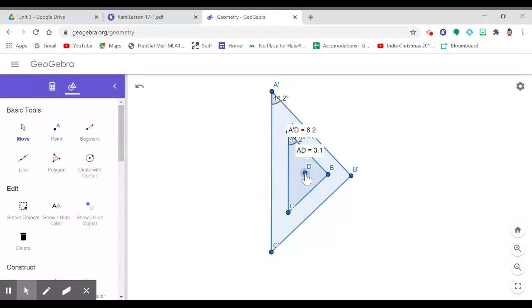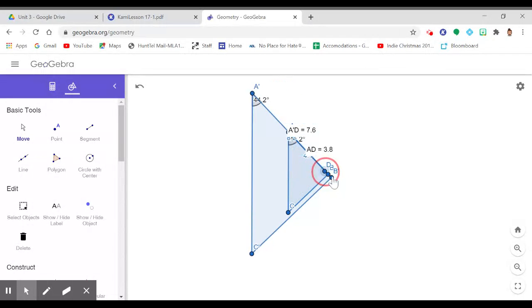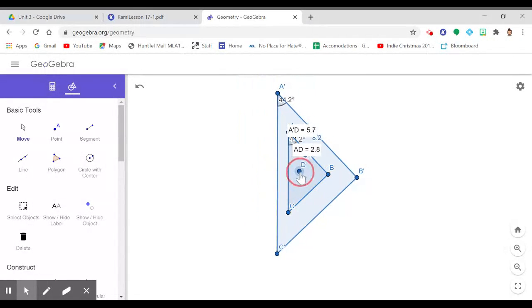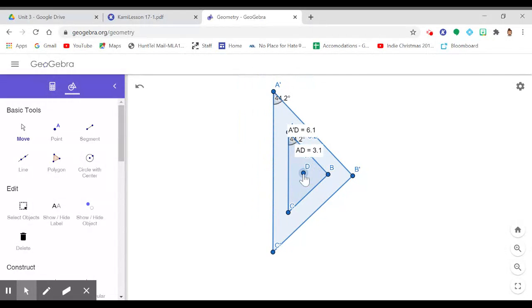Look here. The distance from A to D, which is behind this little mark here, is 3.1. The distance from A prime to D is 6.2, double that. So regardless of where the center of dilation is, whatever the scale factor is, that's going to determine the distance of the image from the center of dilation. So not only is it affecting length, but it's also affecting distance here. So keep that in mind as we explore these dilations.